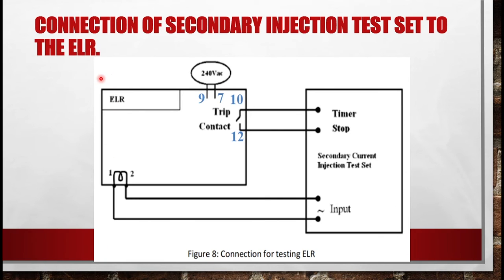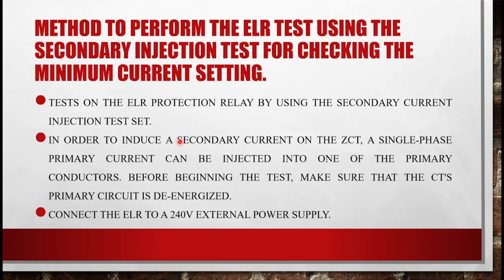And now I will do the presentation for the connection of the secondary injection test set to the ELR. This is the ELR and this is the secondary current injection test set, which is Mega SCITS 100. First, pin 9 and pin 7 of the ELR are connected to the auxiliary supply, which is 240 volt AC. Pin 10, the common for normally open, is connected to the timer, pin 12, the terminal for normally open, is connected to the stop, and pins 1 and 2 are connected to the ZCT.